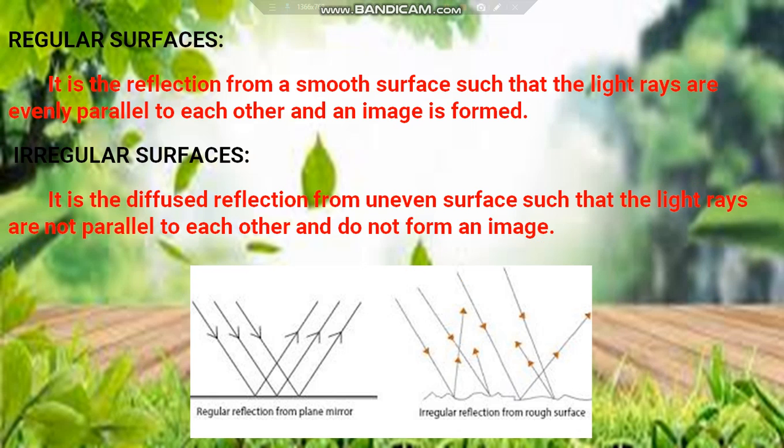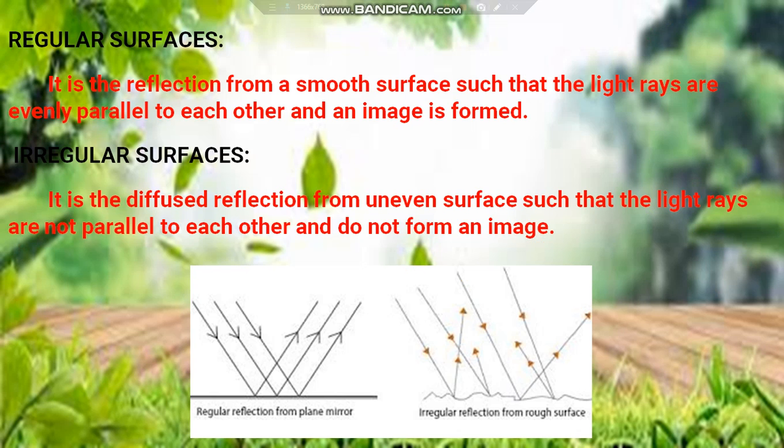So what is a regular surface? It is the surface which is going to be very smooth, or we can say it in another way that it is going to have a very less number of bumps, that is ups and downs. Whereas an irregular surface is a surface which is going to have a more number of and bigger size of bumps, that is ups and downs, or we can say even grooves and ups.